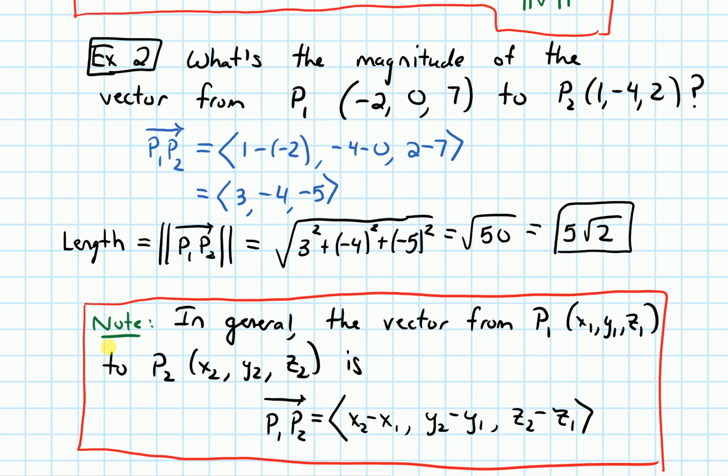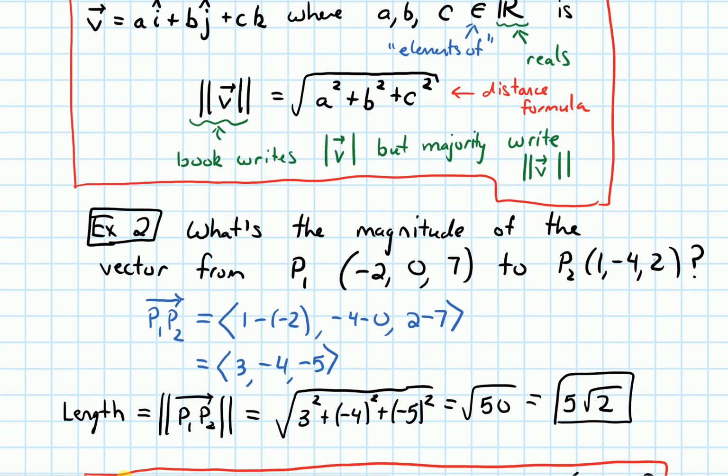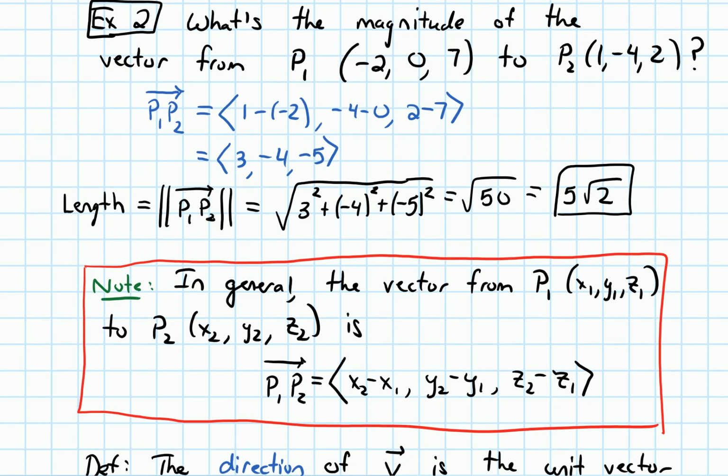All right. I'm going to go back and highlight this formula I had for the magnitude, because this one is definitely important. I'm also going to highlight this formula for the vector that connects P1 and P2, that has its tail at P1 and its head at P2.